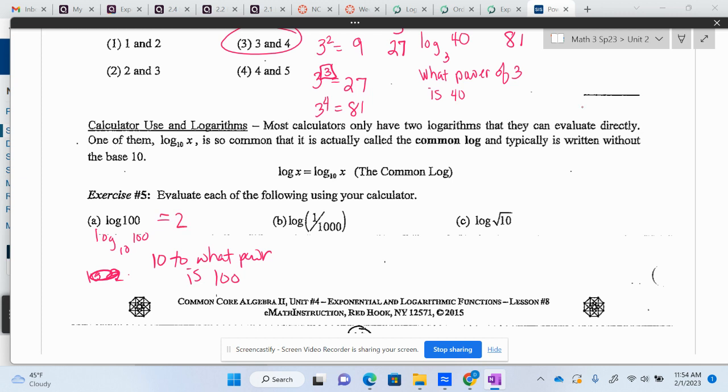The second one is saying 10 to what power is 1 over 1,000? -3. You guys are doing awesome on that. This last one is saying 10 to what power is the square root of 10? It's a fraction. Whenever you have roots, it's a fraction. What root is this? It's a square root. And I'm not taking the 10 to a power, so it's just 1/2. So it's 1/2. Okay.